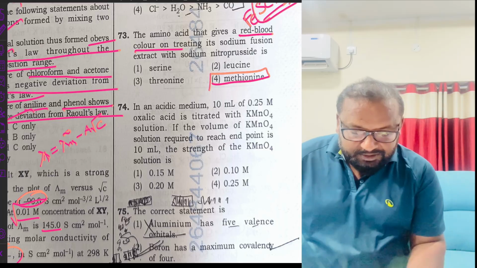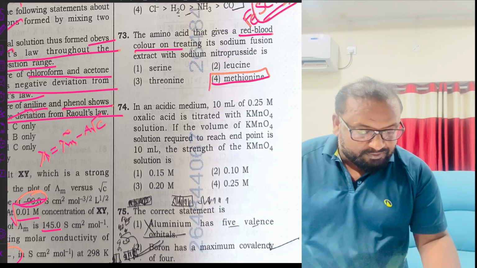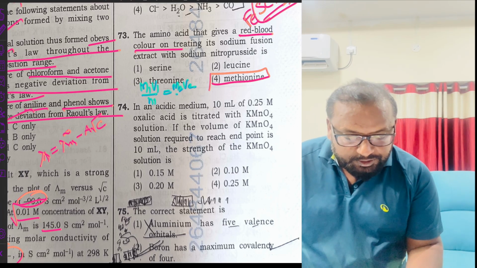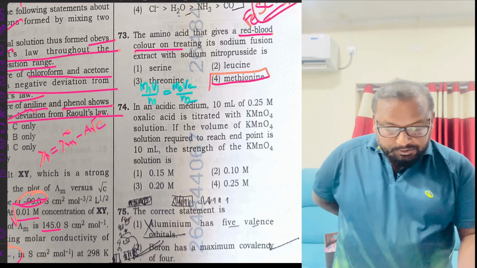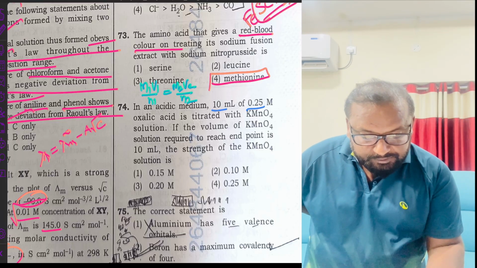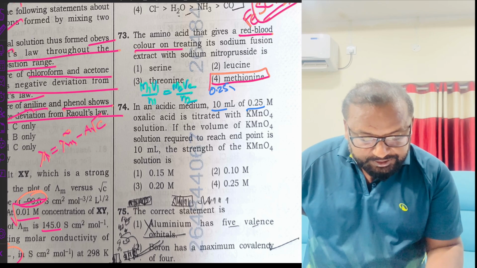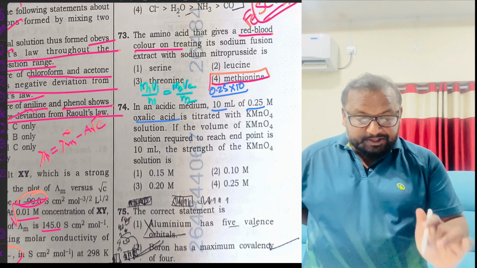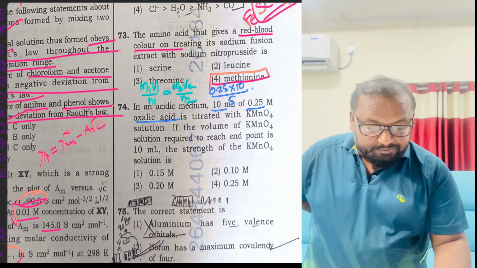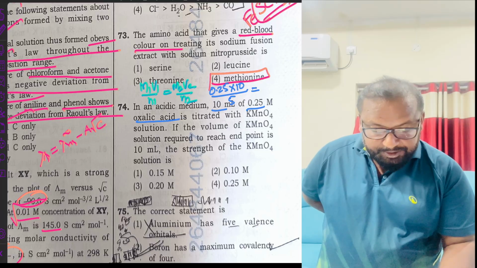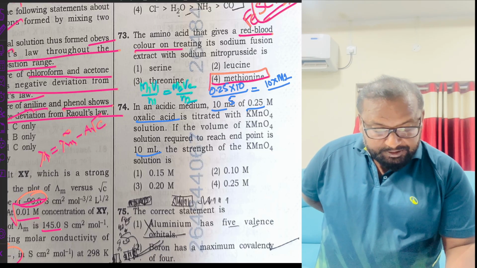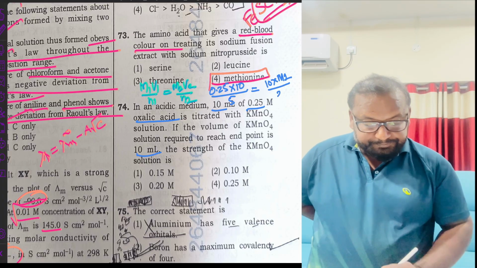This is a pretty easy one. Laboratory techniques. M1 V1 by N1 equals M2 V2 by N2 is the formula for this. So M1 is given to us, V1 is given to us. So 0.25 into 10 over oxalic acid. How many moles will react? 5 moles will react with this KMnO4. So 10 ml into M2 by 2.